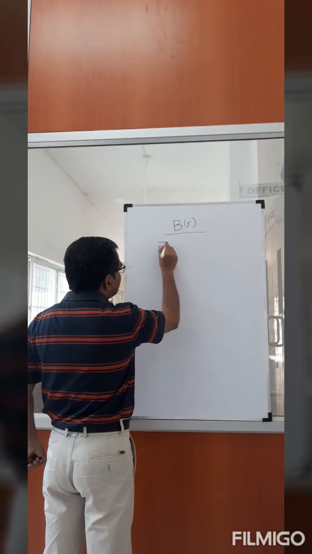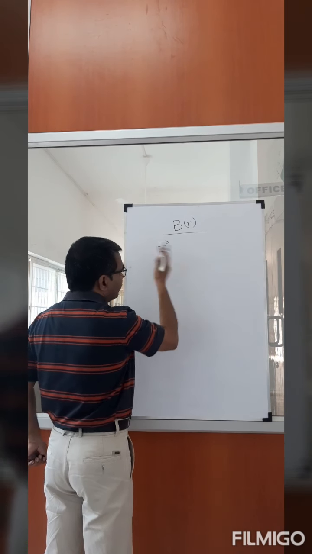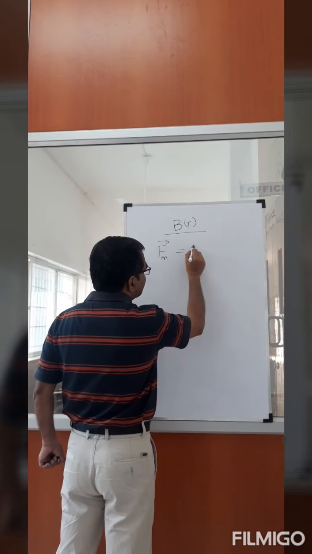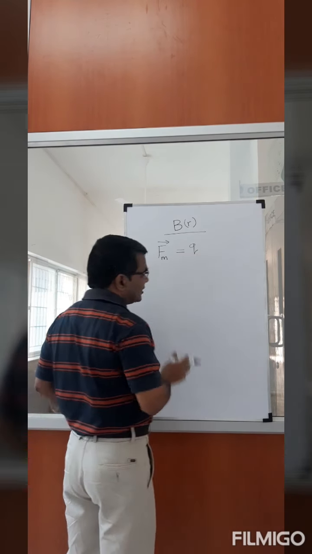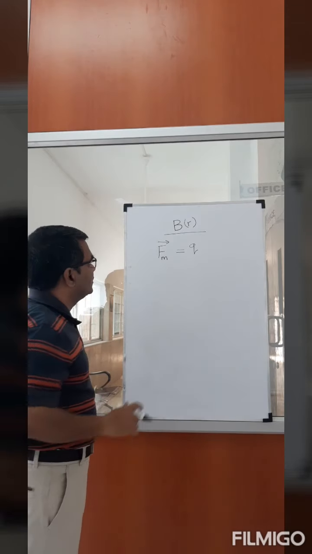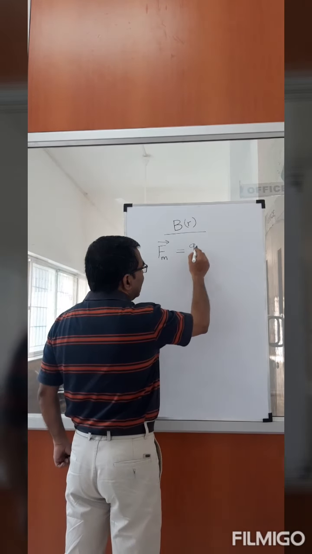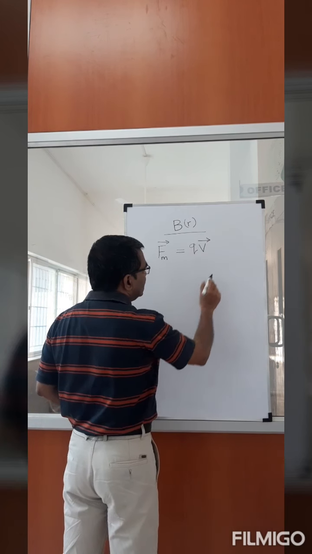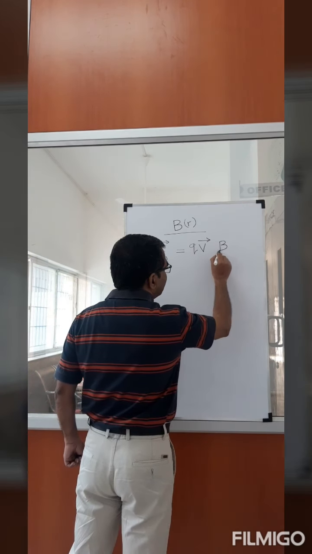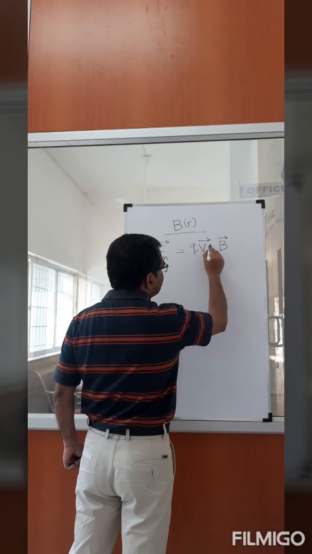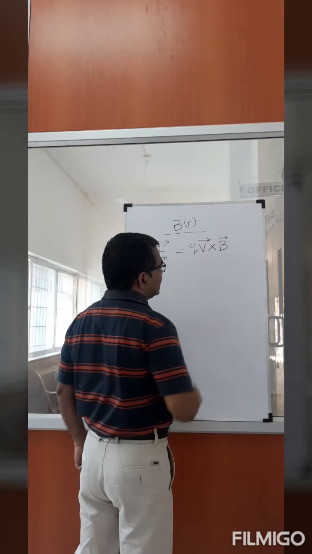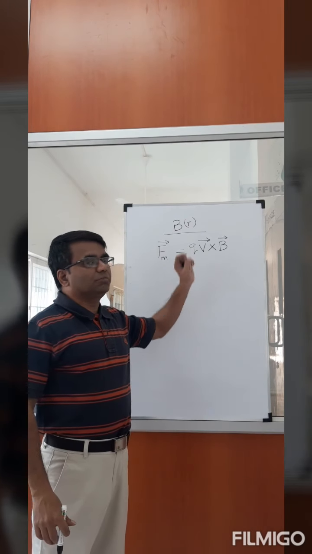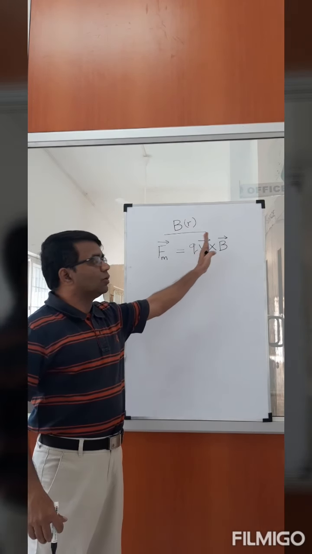Force, I call this a magnetic force, experienced by a charge Q, I can consider that to be positive now, which is moving with a velocity v in the magnetic field B, is given by the vector cross product of V cross B: Q V cross B.